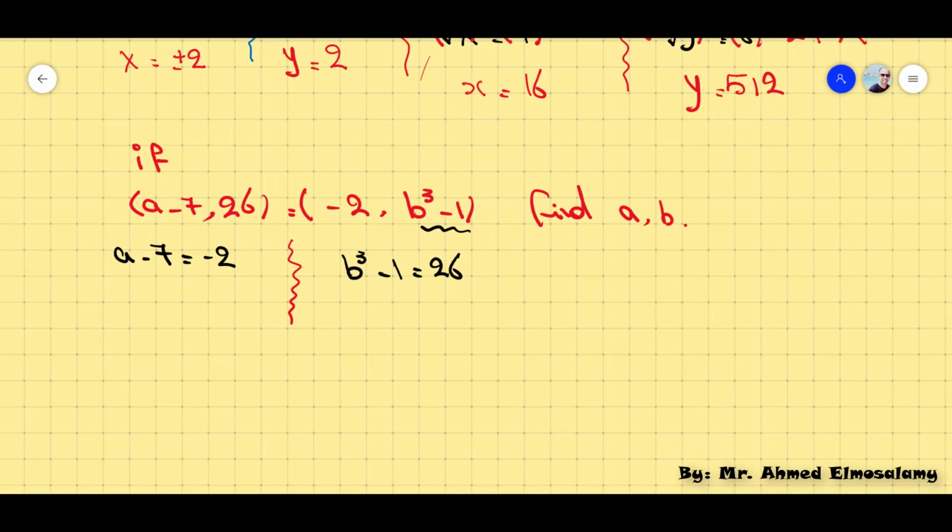So I want to find the value of a, transfer negative 7 from left to right. So a will be equal to 5. From where? From negative 2 plus 7 equals 5. And here b will be equal to 3. From where does b equal 3? Try to solve it by yourself. Okay?